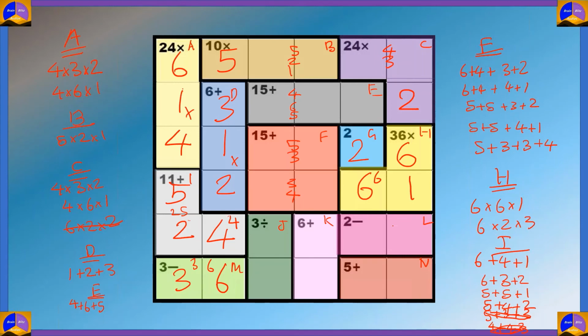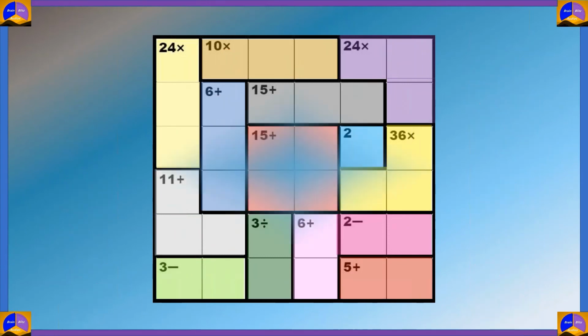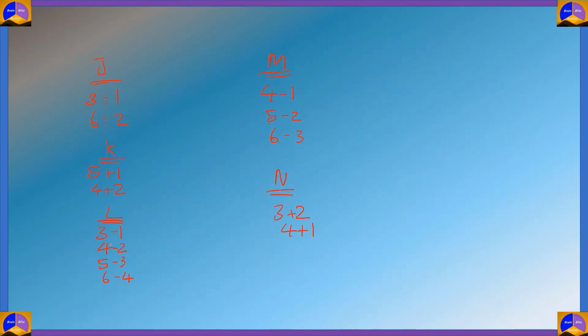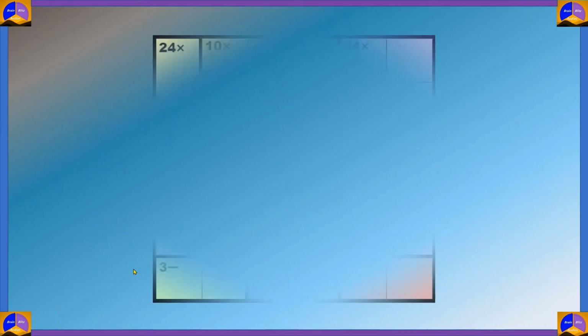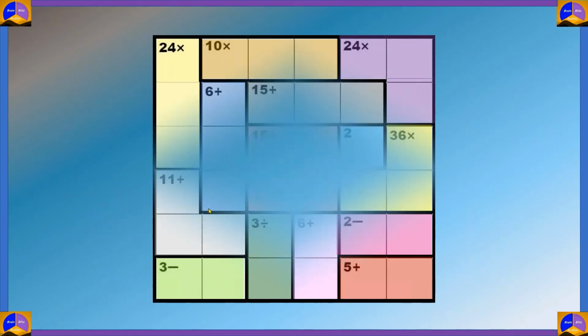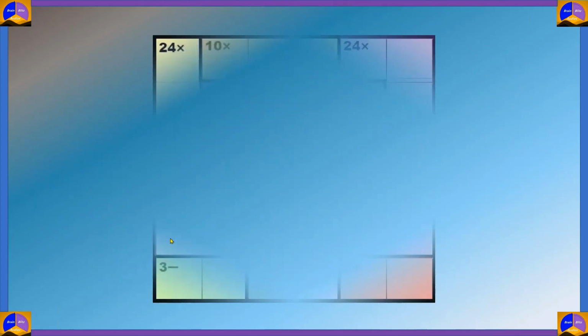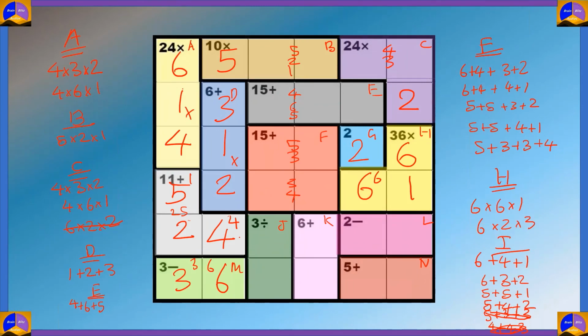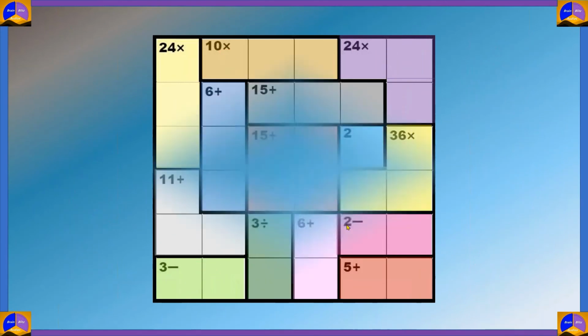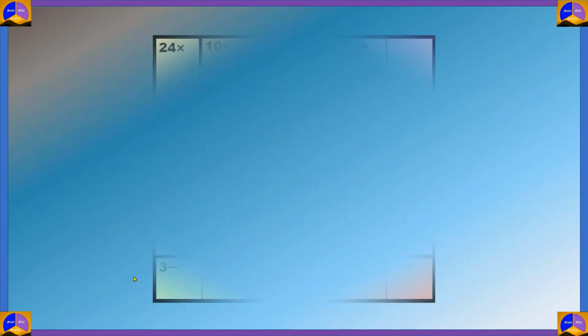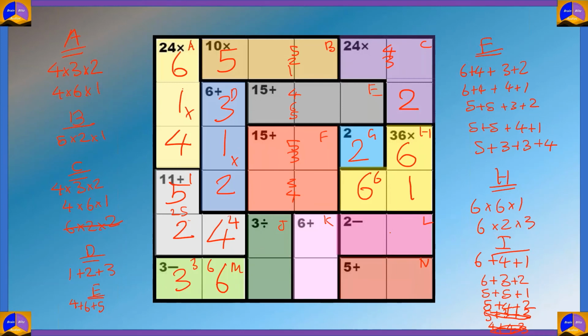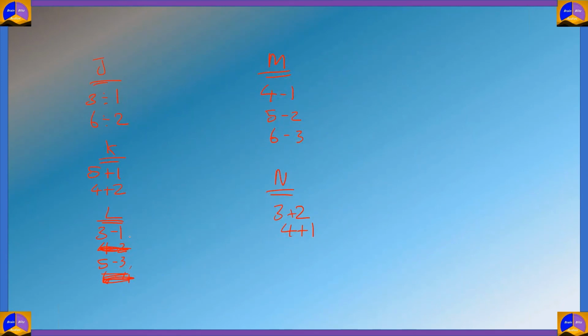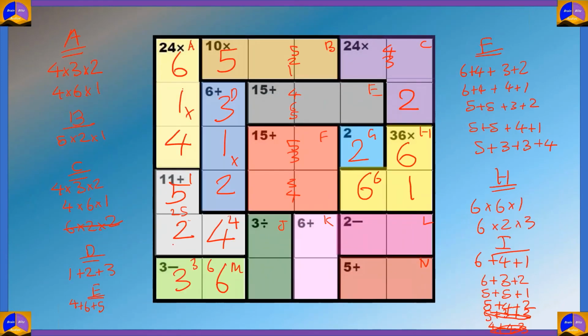Now, let's look at cage L. In cage L, the options are 3 minus 1, 4 minus 2, 5 minus 3, and 6 minus 4. We can eliminate the option 4 minus 2 because then it will be a repeat of both the numbers in the same row. And we can also eliminate the option 6 minus 4 because then it would be a repeat of 6 in the same column. The remaining options are 3 minus 1 and 5 minus 3. A 3 is sure to come over here, so we write it in the middle.